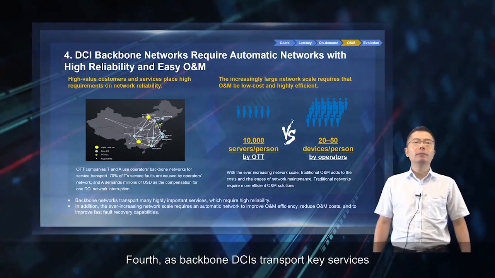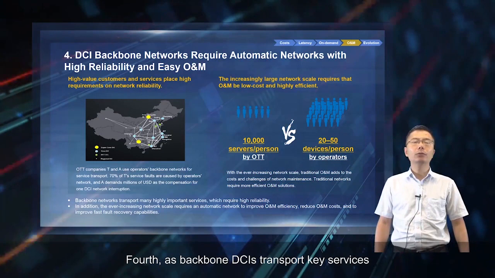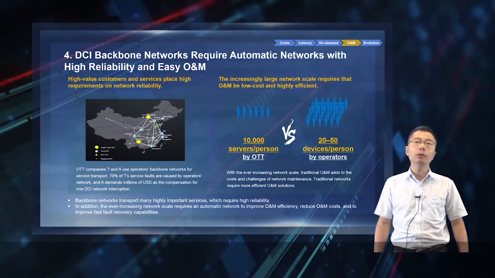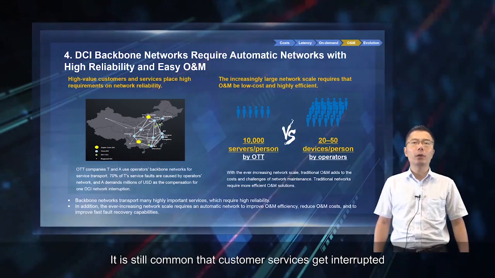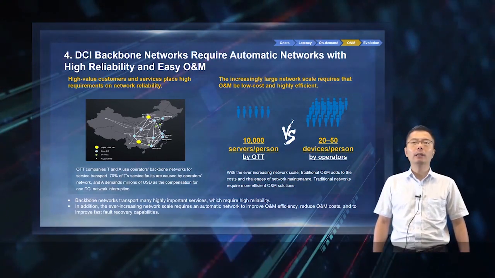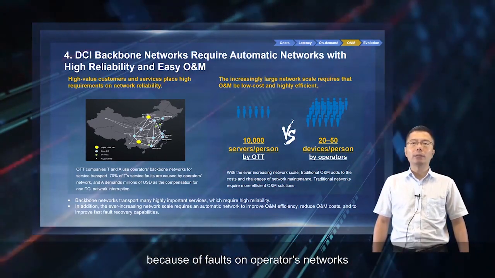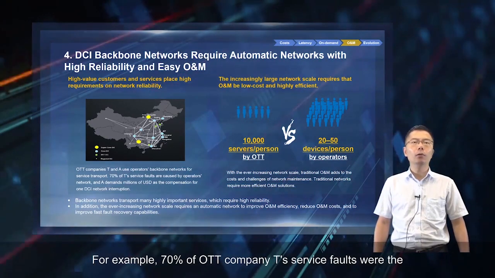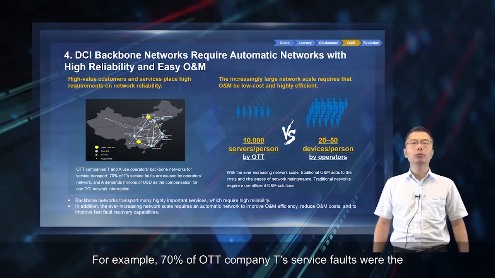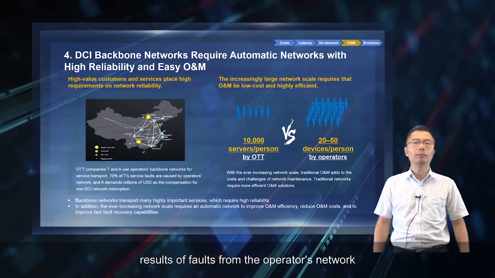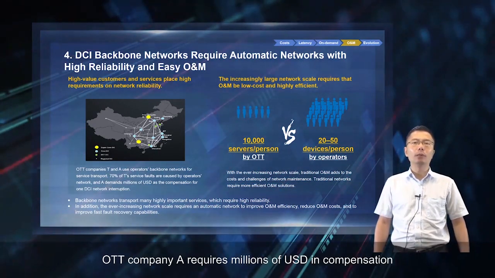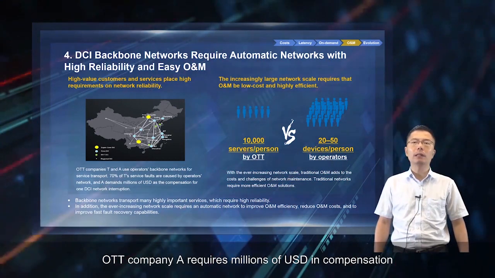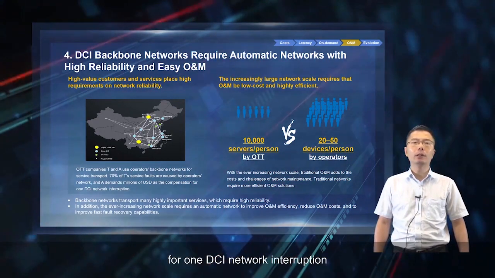Fourth, as backbone DCIs transport key services on the backbone networks, reliability requirements are very high. It is still common that customer services get interrupted because of faults on operators' networks. For example, 70% of OTT Company T's service faults were the results of faults from the operator's network. OTT Company A requires millions of US dollars in compensation for one DCI network interruption.